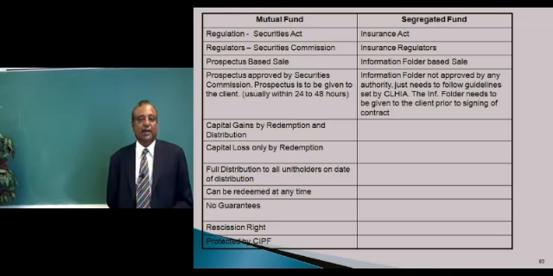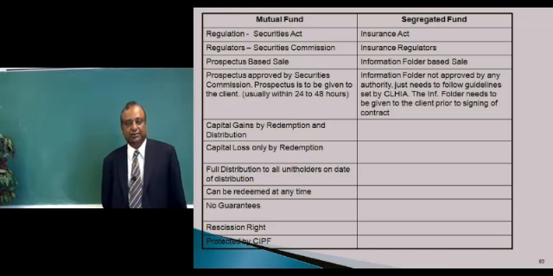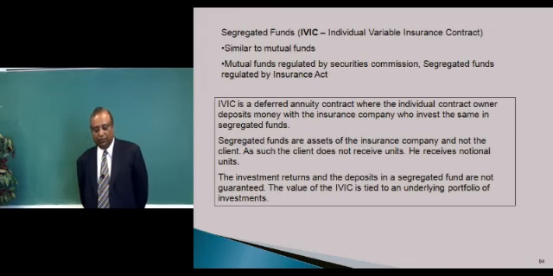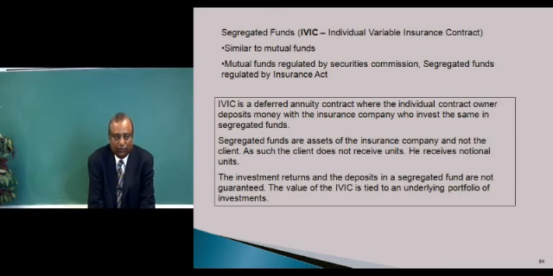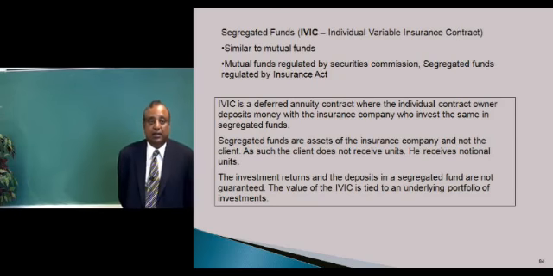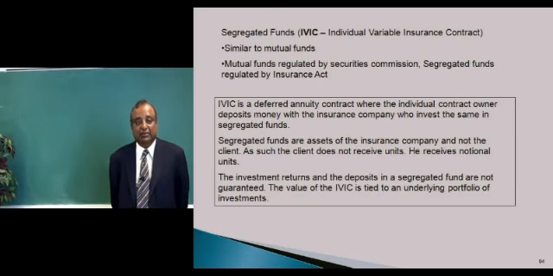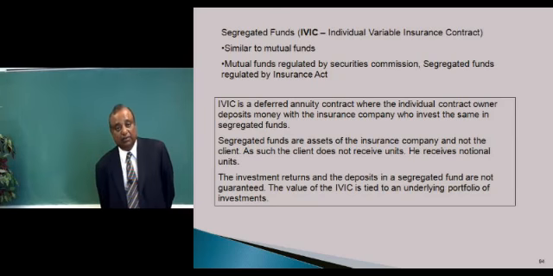Now when you sign this contract, in a mutual fund you purchase units. In a segregated fund, there are no units. You sign a contract and you choose the underlying fund into which you want to put your money. The contract has an underlying fund. The value in your contract is going to depend upon the performance of the fund. A segregated fund is also called an IVIC, an individual variable insurance contract.